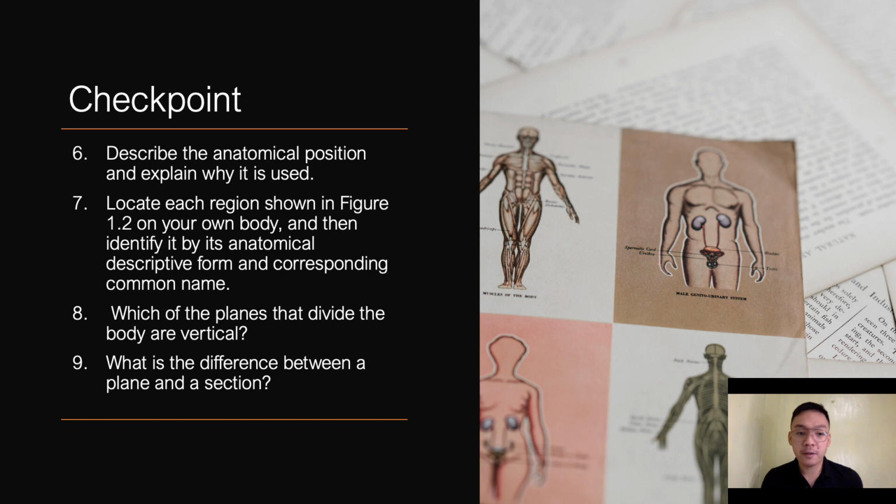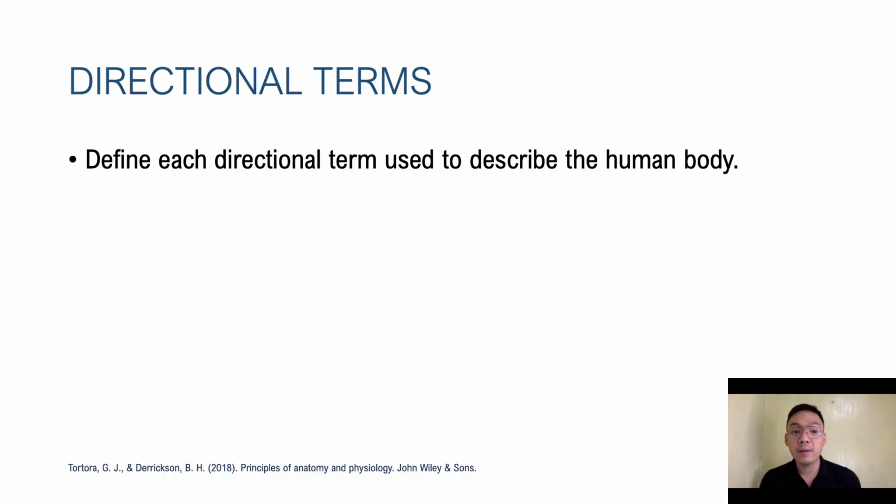Questions for our checkpoint. Now we will describe the anatomical position and explain why it is used. Locate each region shown in figure 1.2 on your own body and then identify it by its anatomical position, its descriptive form, and corresponding common names. Which of the planes that divide the body are vertical, and what is the difference between a plane and a section? Now we're moving ahead with the directional terms.